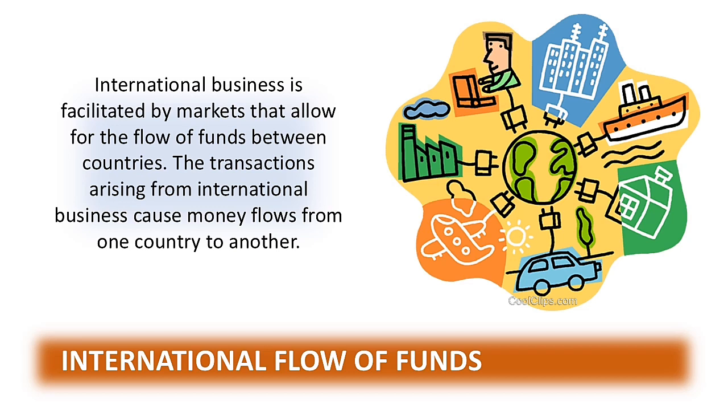The transactions arising from international business cause money flows from one country to another. The balance of payments is a measure of international money flows and is discussed in this chapter. Financial managers of MNCs monitor the balance of payments so that they can determine how the flow of international transactions is changing over time. The balance of payments can indicate the volume of transactions between specific countries and may even signal potential shifts in specific exchange rates.